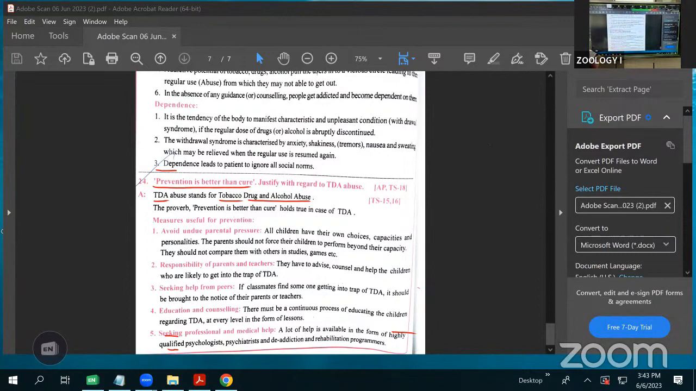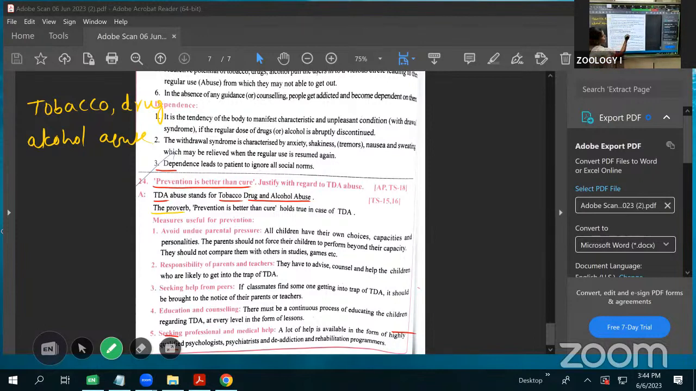What is the full form of this? Tobacco, drug, alcohol, abuse. The full form of TDA is tobacco, drug, alcohol abuse. Prevention is better than cure is a proverb. This proverb holds true in the case of TDA.